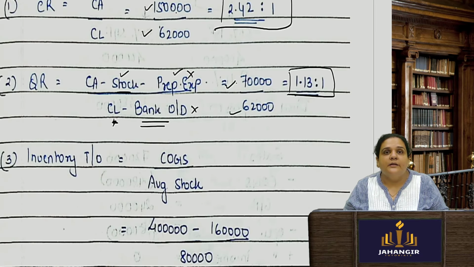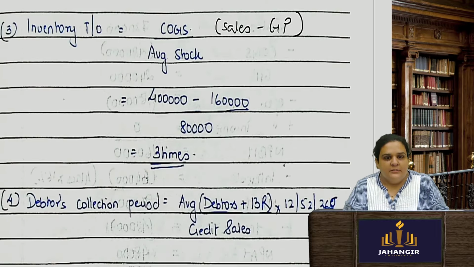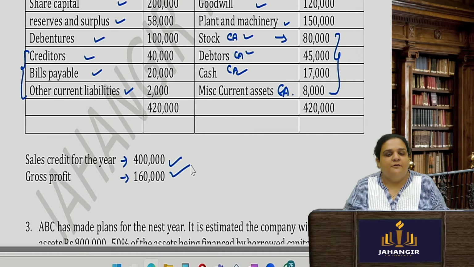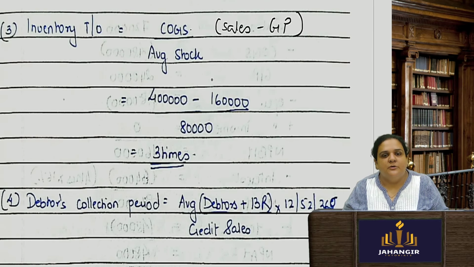Inventory turnover ratio means COGS upon average stock. Now COGS they have not given me, but they have given me sales minus gross profit will give me my COGS. So the sales figure is given to me here. Gross profit is also given to me. So COGS will be 4 lakhs minus 1 lakh 60.